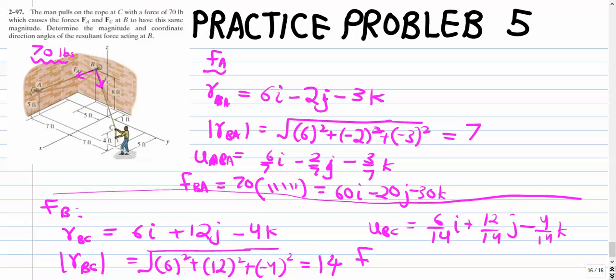And finally, the force vector from B to C is equal to 70 multiplied by all of the unit vector, and the answer is 30i plus 60j.